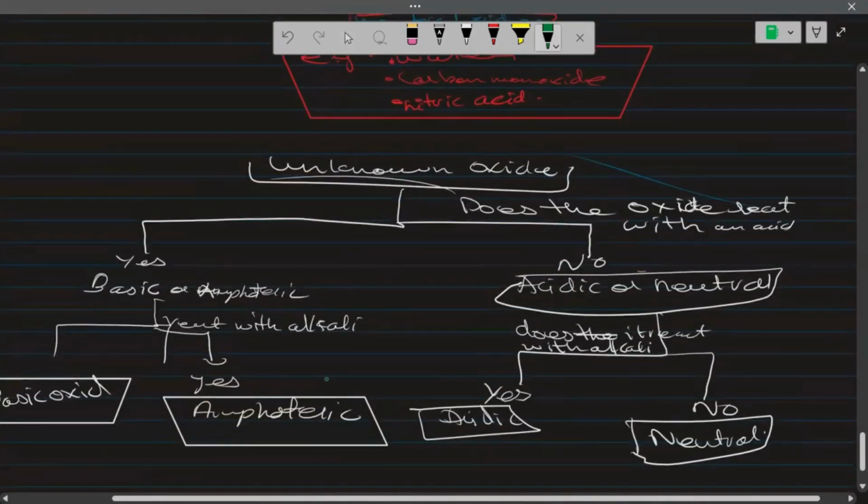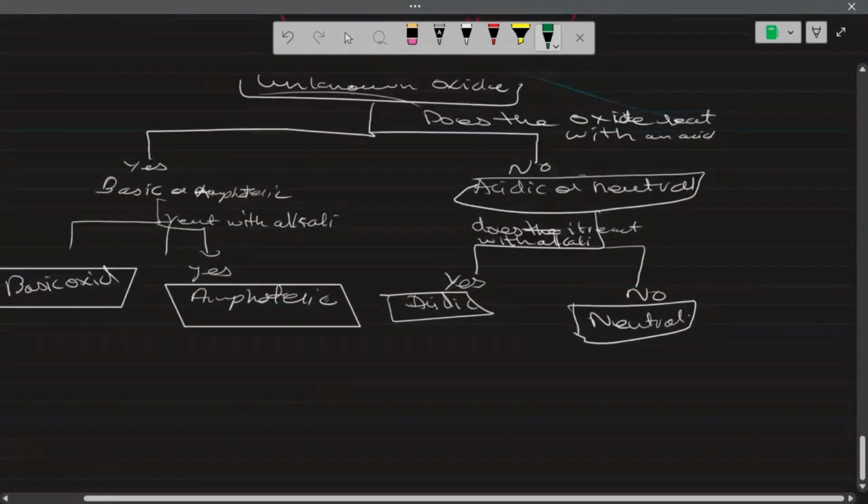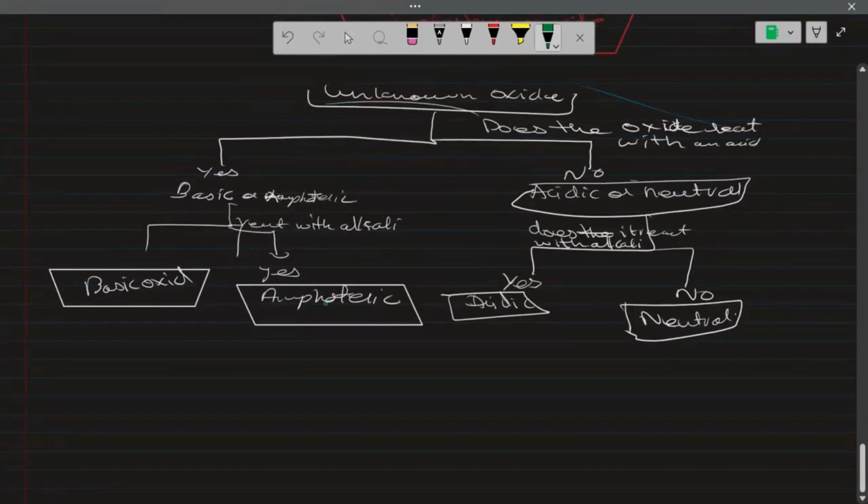Now let's do a dichotomous key, to find an unknown oxide. So this is a dichotomous key. First, there is a question: does the oxide react with acid? If the answer is yes, then it's either basic or amphoteric. If the answer is no, then it's either acidic or neutral. In the yes column, the next question is: does it react with an alkali? If yes, then it's amphoteric, because it reacts with both acid and alkali. If no, then it's a basic oxide because it reacts only with acid.